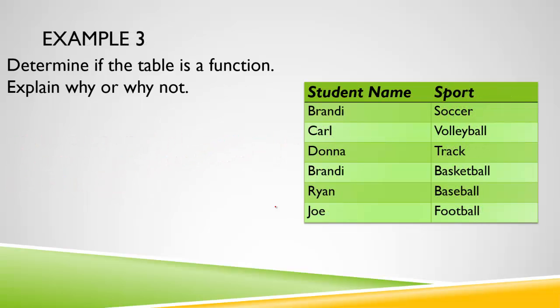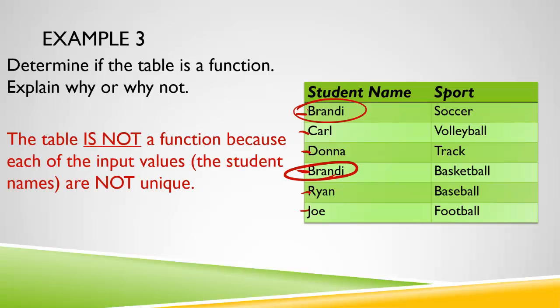In this example, see if it's a function or if it's not. We've got Brandy, Carl, Donna, Brandy, Ryan, Joe. Oh, look, Brandy appears twice. So that table is not a function because each of the input values, the student names, are not unique. In other words, well, this is kind of a bad example, but Brandy couldn't do 2 sports at once. This is assuming this is all the same season, which obviously I know sports aren't, but just for the sake of this, we're using that. Basically, just look for the name that appears twice, if it does.